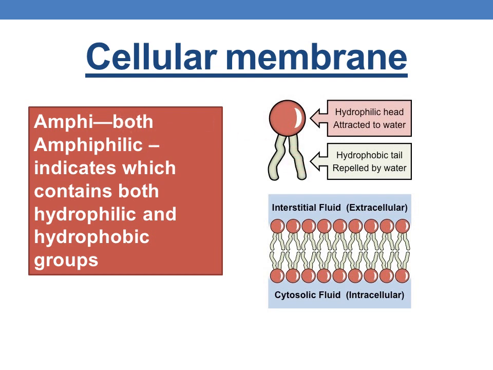Amphi indicates both, so amphiphilic indicates a molecule which contains both hydrophilic and hydrophobic groups. The molecule which contains both hydrophilic and hydrophobic groups is called amphiphilic. So our phospholipid is amphiphilic.